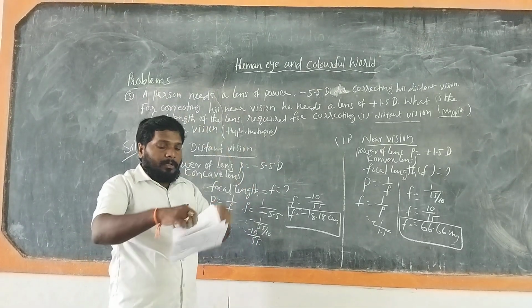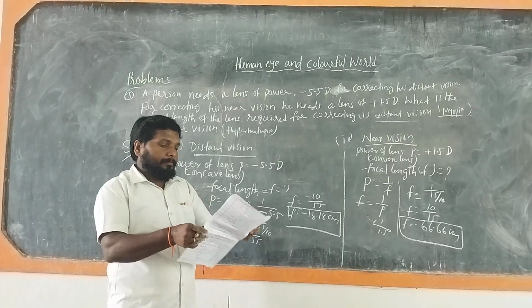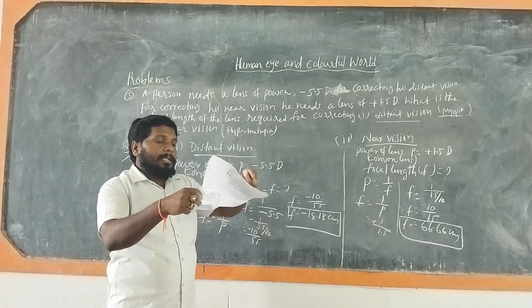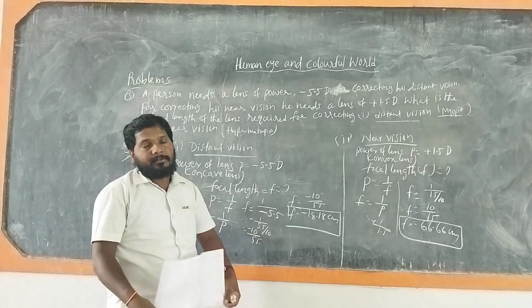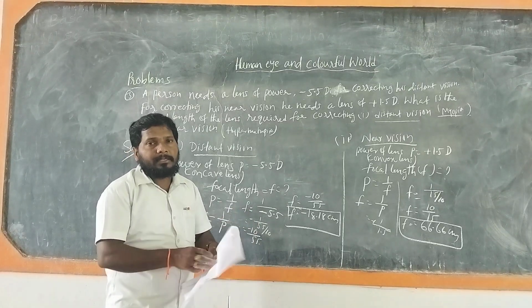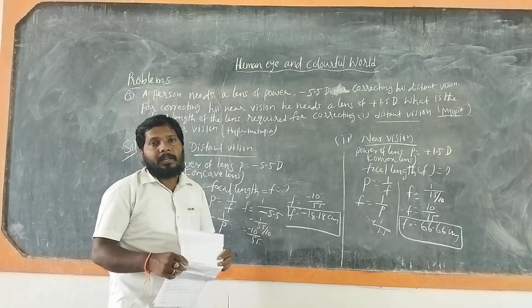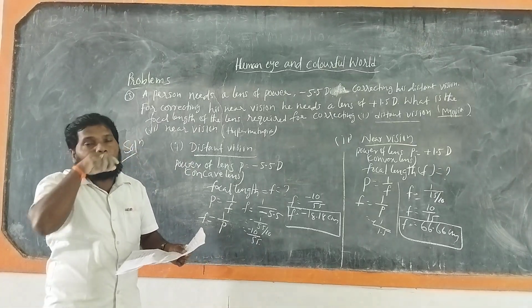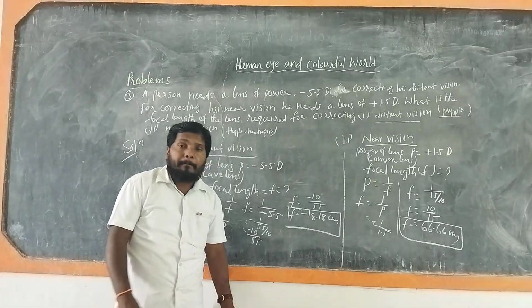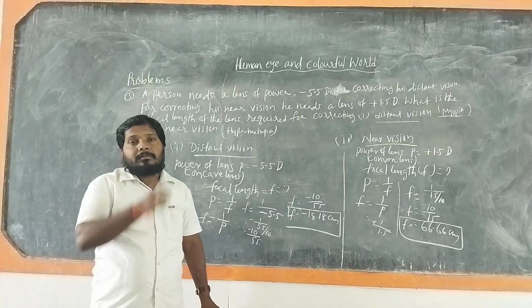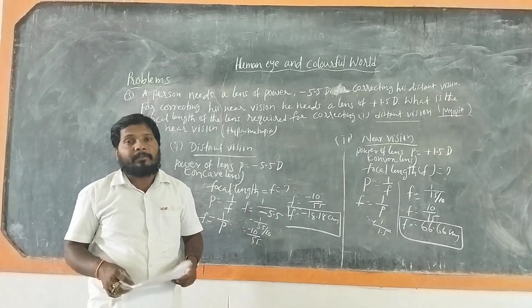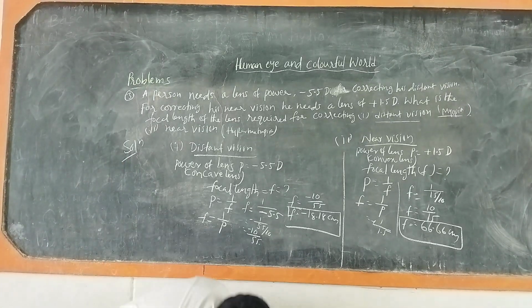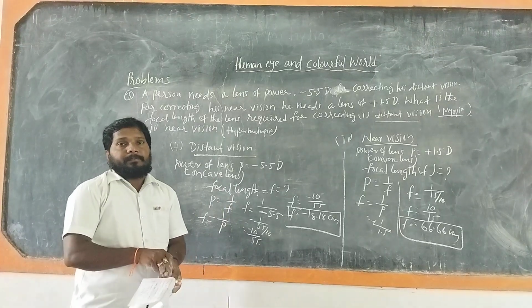In the first problem, the object distance is taken as minus for a concave mirror. So the sign convention is good, you have to revise it. Then you will be able to understand the problems.